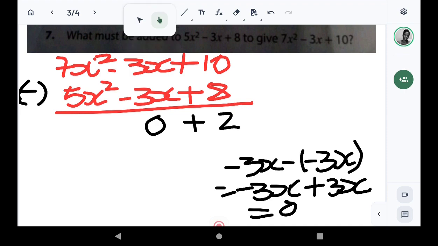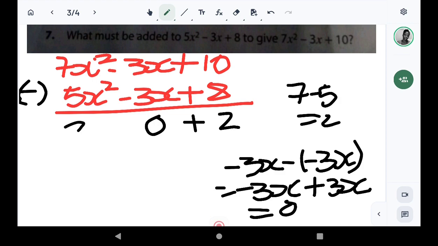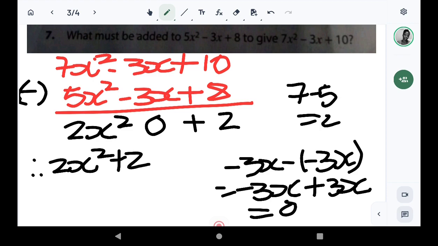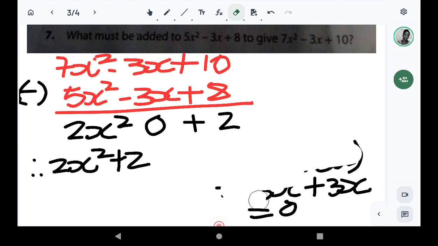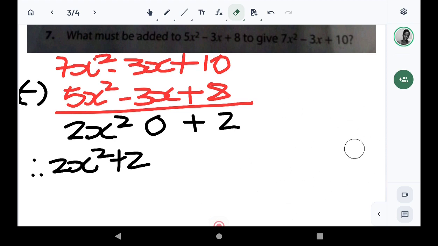Then we go 7x squared minus 5x squared. 7 minus 5 is equals to 2. So that becomes 2x squared. And therefore the answer is equals to 2x squared plus 2.